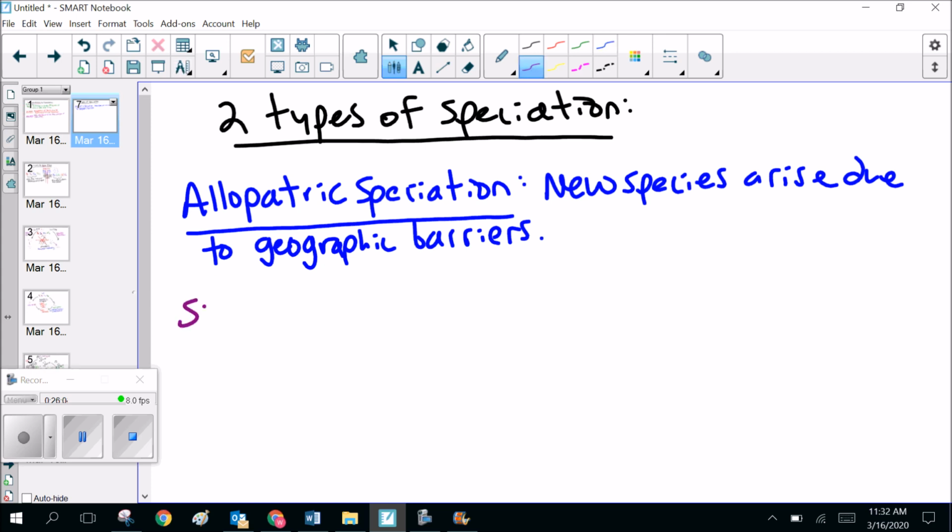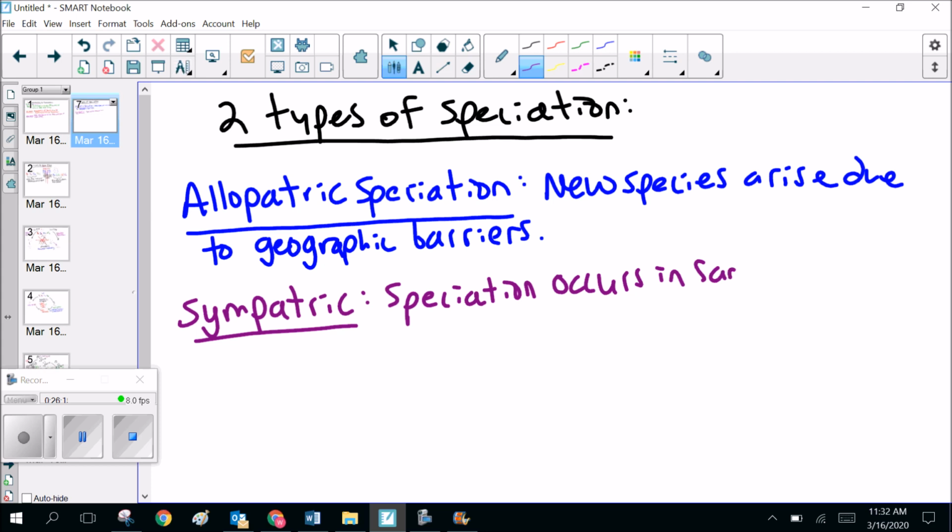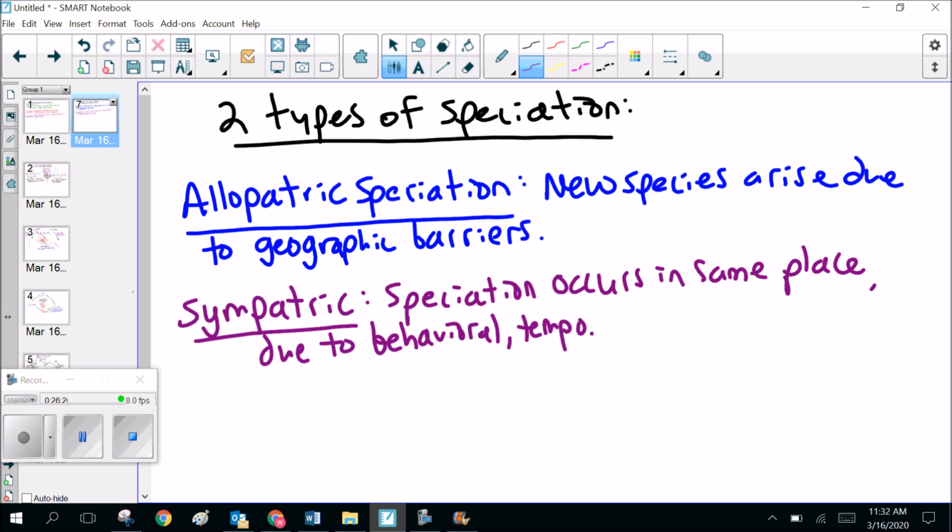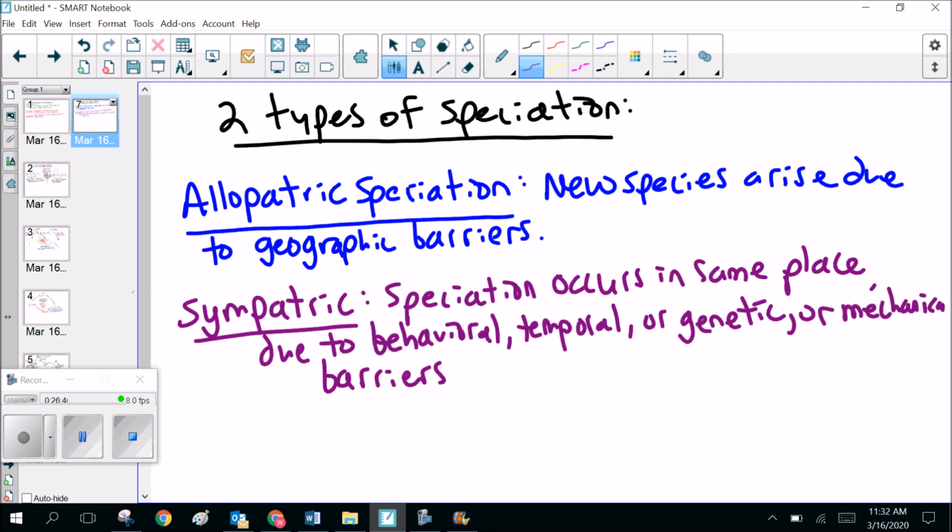Second type, and the last type, is sympatric. And sympatric means that the speciation occurs in the same place, so there are no geographic barriers, due to behavioral, temporal, or genetic, or mechanical barriers. Okay, so basically it happens in the exact same place, and it happens because of those things rather than the individuals being physically separated within the population.